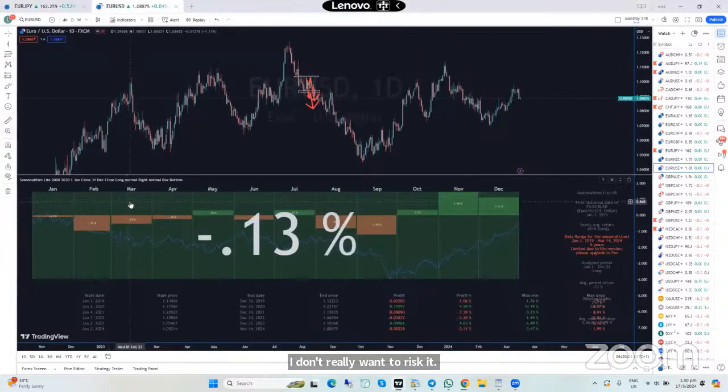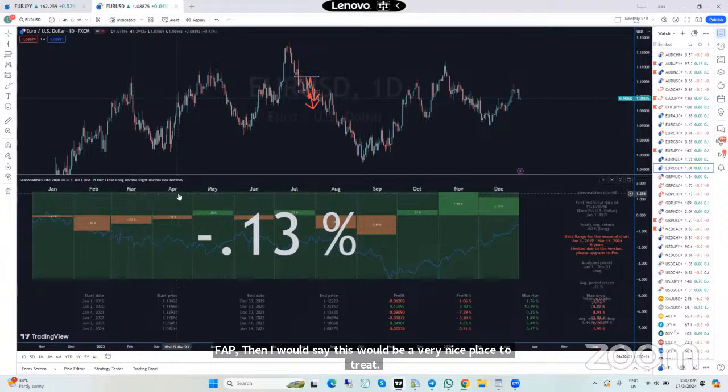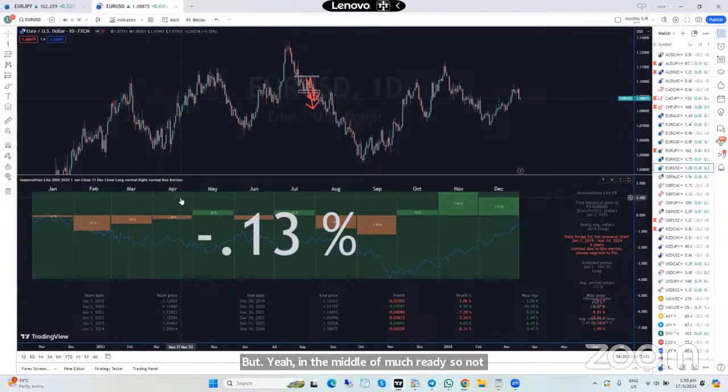Euro dollar, again, if we started trading in Jan or Feb, then I would say this would be a very nice place to trade. But we are in the mid of March already, so not much place for me to run. So I'd rather skip it. The next time I'll be keen to take a look will actually be in October.